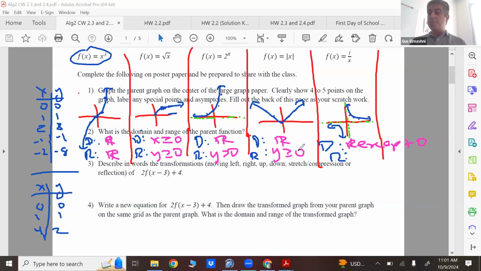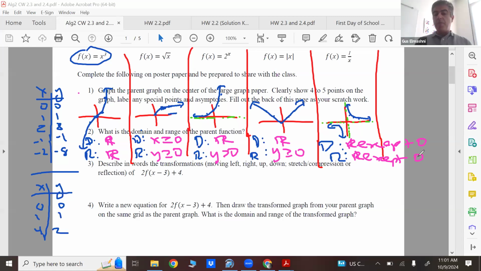Yeah, just like the second one. Yeah, y is greater than or equal to 0. And this one's all real except 0. Okay. These domain and ranges will change when you transform.